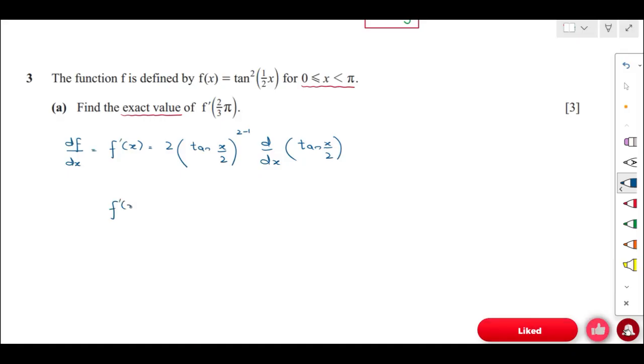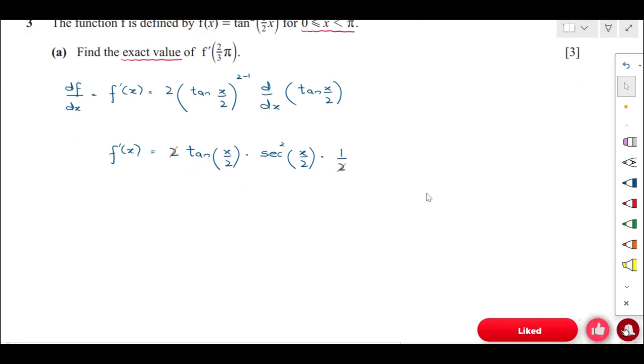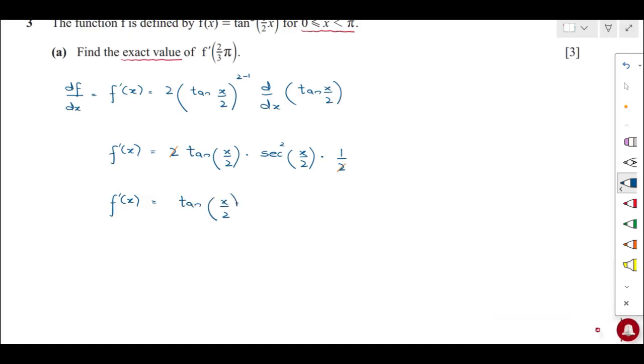So here f prime of x would be 2 tangent x by 2. 2 minus 1 power is 1. And what is the derivative of tangent x? Tangent x derivative is secant square of x. Secant square of x by 2, and x by 2 derivative is 1 by 2. Okay, now this 2 and this 2 is cancelled out, right? And you will get f prime of x that is equals to tangent of x by 2 into secant square of x by 2, right?